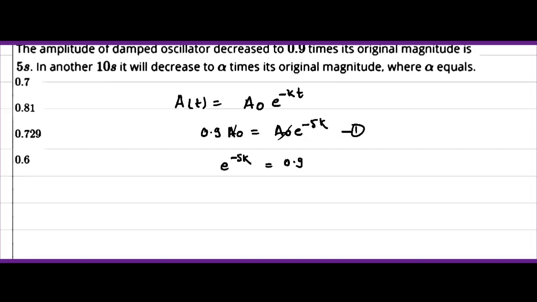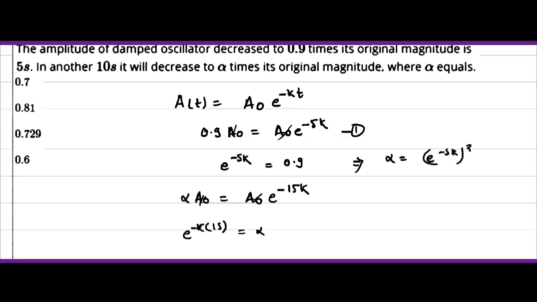और 5 के बाद नेक्स्ट 10 यानी कि 15 में, यानी कि ये हो जाता है अल्फा टाइम्स ऑफ A₀ नेक्स्ट 15 सेकंड में, यानी कि A₀ e^(-15k)। तो यहाँ से e^(-15k) इज़ इक्वल टू अल्फा। तो मैं इसको ऐसे लिख सकता हूँ, अल्फा को मैंने लिख दिया (e^(-5k)) का होल क्यूब। ये 0.9 है, तो ये हो गया 0.9 का होल क्यूब। तो यहाँ से 0.729 आ गया। So option number 3 is the correct answer.